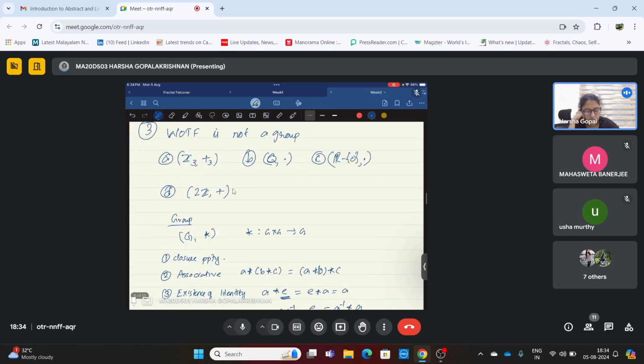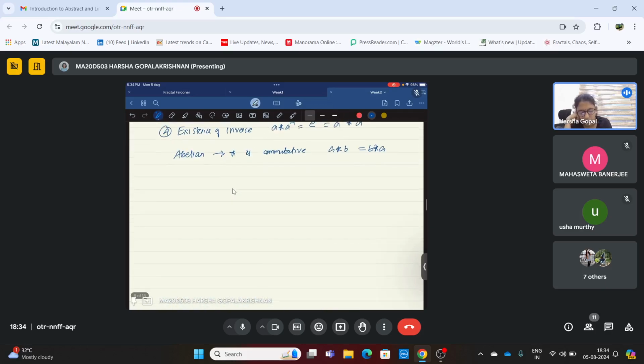Do you know Z3 and plus 3, what all this notation means? Plus 3 means addition modulo 3. Okay, let me ask one question first. What is Z3? Z3 means equivalence classes of modulo 3.